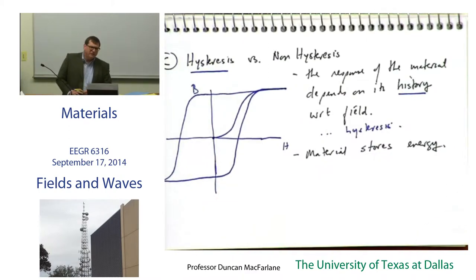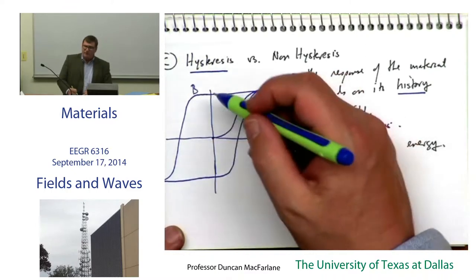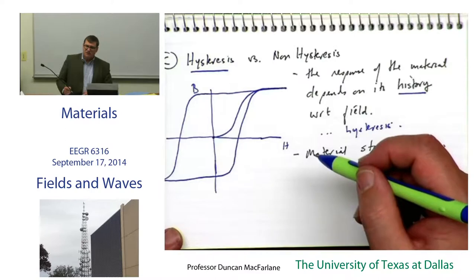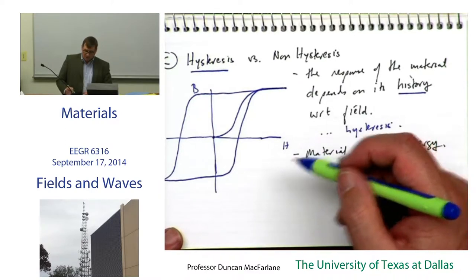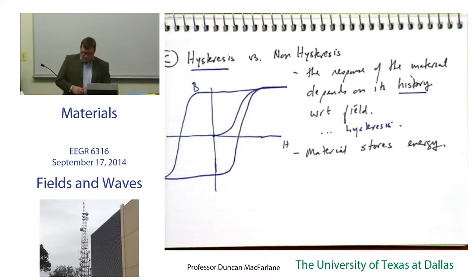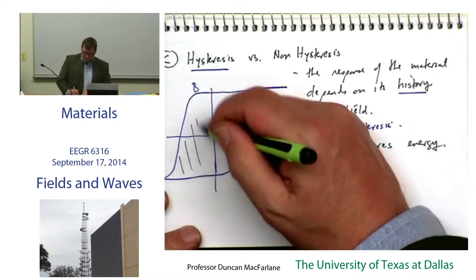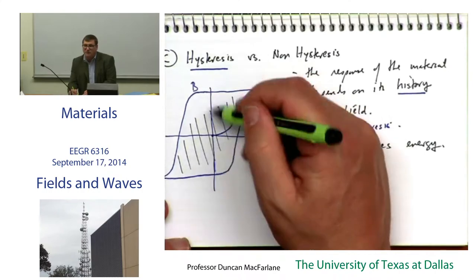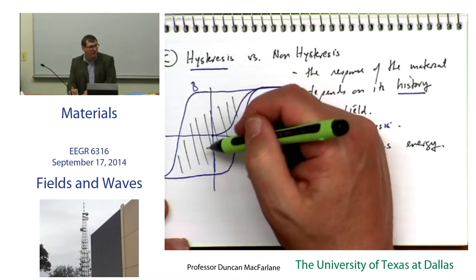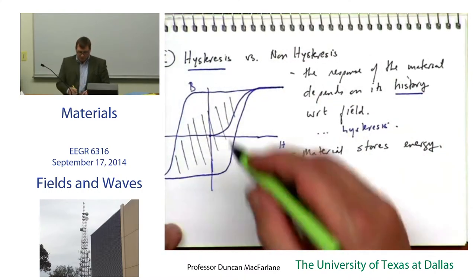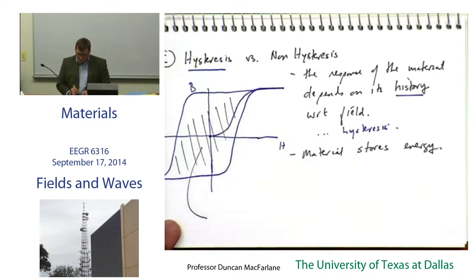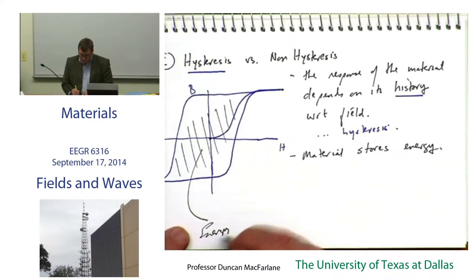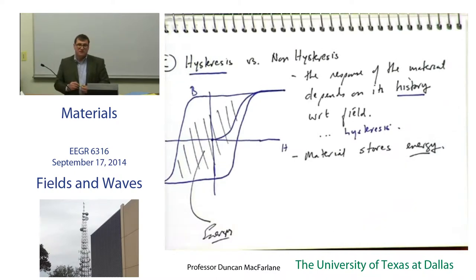Do you remember Poynting's theorem? And in particular, do you remember that if I multiply B times H, I get the energy? Well, take a look at this area here. That looks like a B multiplied by an H to me, or an integral of B over H. So this area here is the energy. It's related to the energy.